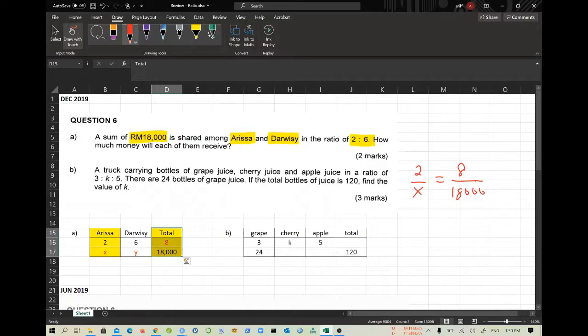If you cross multiply, you get 2 times 18, you get 36,000, and this is equivalent to 8 times x, so 8x. With this you have x is equal to 36,000 divided by 8. So calculate this one, you should get the answer to be, okay, let me bring up my calculator.